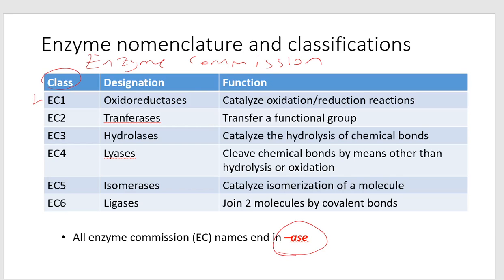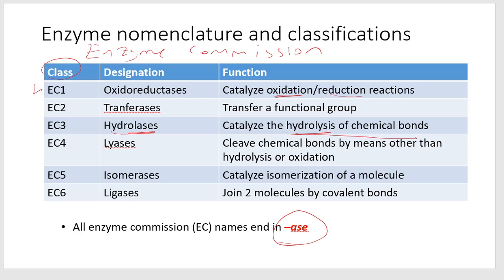Okay? We have oxidoreductases. They catalyze oxidation and reduction reactions. Then, hydrolases catalyze the hydrolysis of chemical bonds. So it goes like that. We have 6 major classes, on the basis of the reaction that they catalyze. Okay, let's continue.